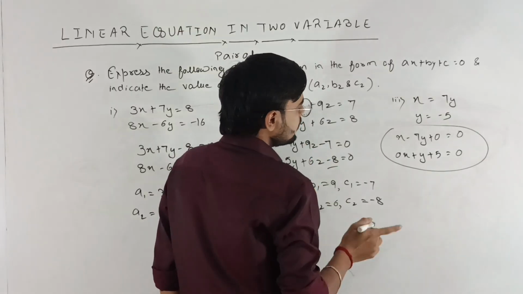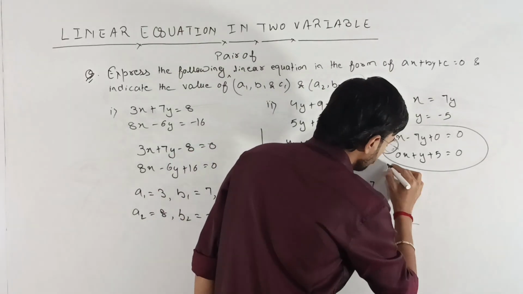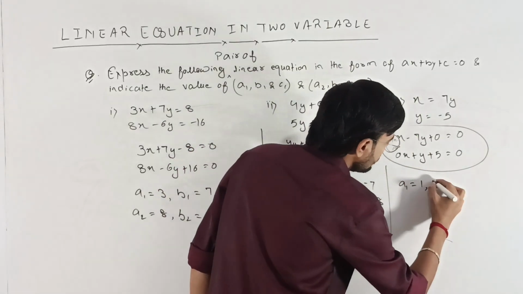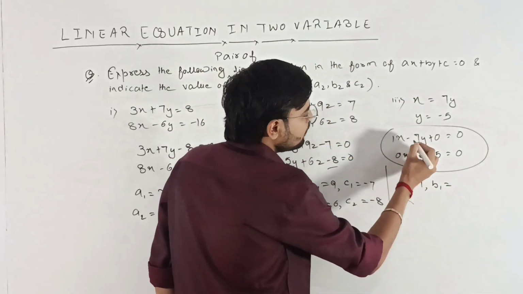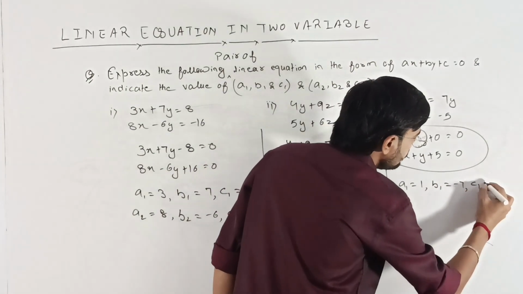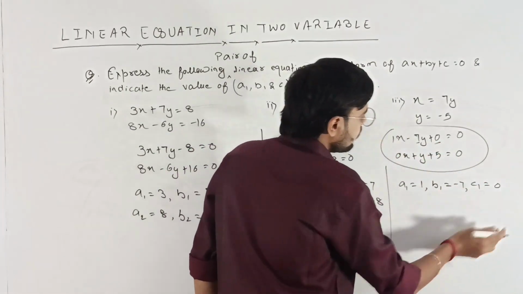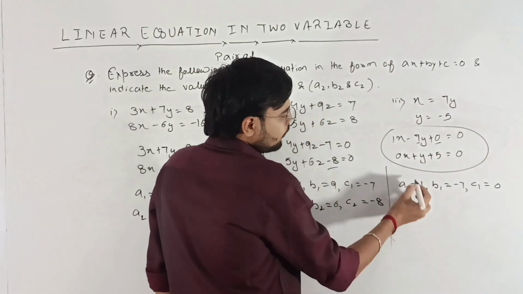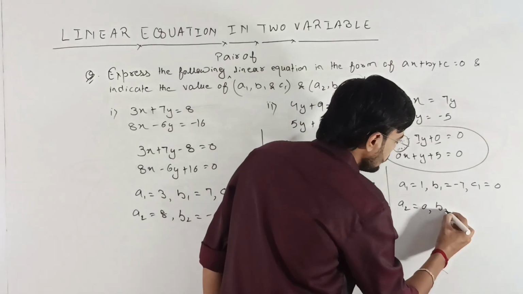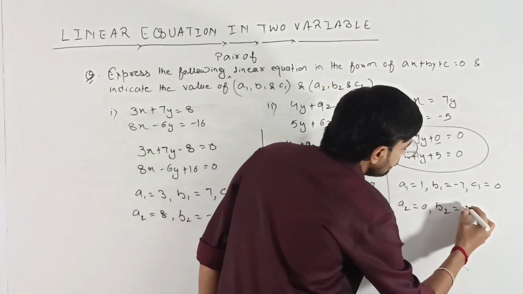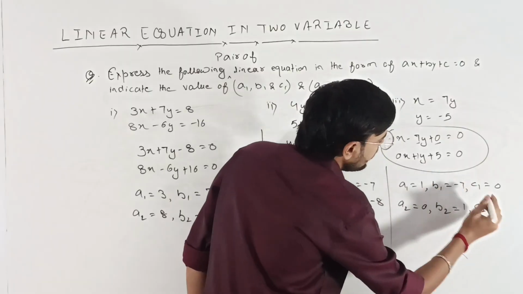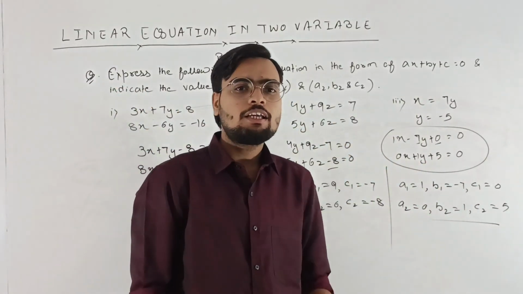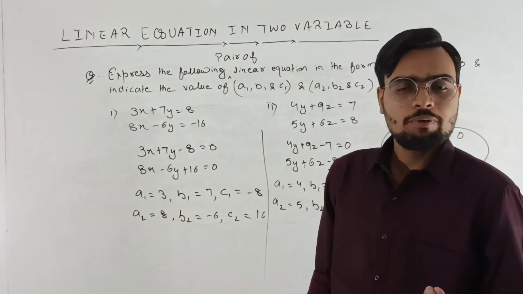Now we have to write the value of a1, b1, c1 and a2, b2, c2. So now a1 is equal to what? a1 is 1. Now b1 is minus 7 and c1 is 0. Okay. Now a2. For a2 we have to look at the second equation. Now a2 is here 0 and b2 is what? Nothing is present, then 1, and c2 is 5. Okay. I hope you all understood how we write an equation in general form and how we indicate the value of a, b and c.